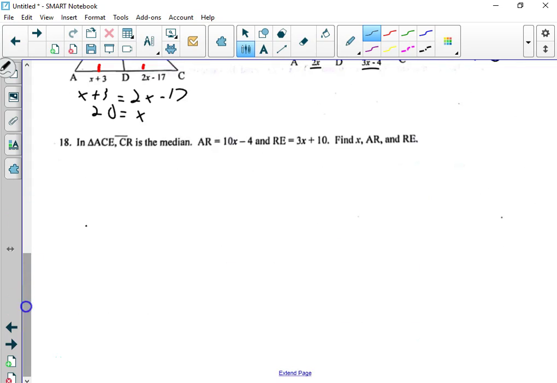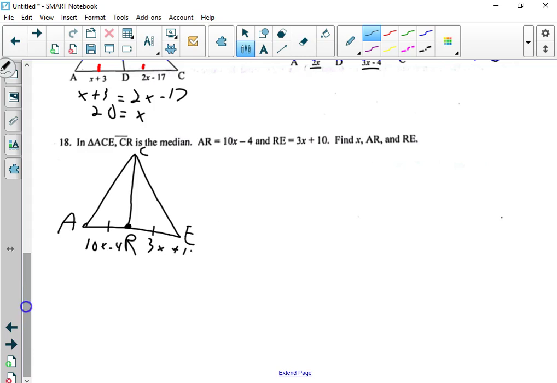Okay, ACE. It says CR is the median. So I know what a midpoint is down here. I will put my C here and R here, and then there's my ACE. Connect these 2 points. I have my median. It says AR is 10x minus 4. It says RE is 3x plus 10.